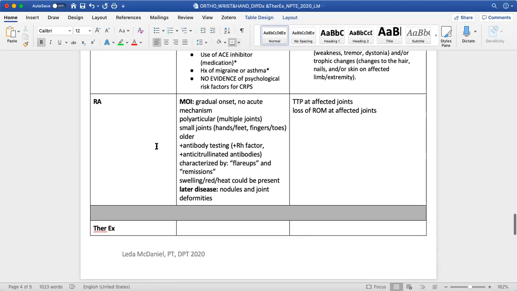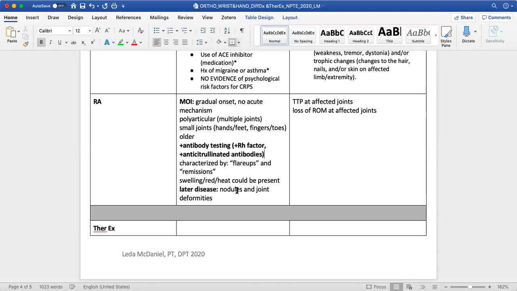Rheumatoid arthritis, I threw in here just because we're thinking about small joints at the wrist and hand. And rheumatoid arthritis is going to be a rheumatologic diagnosis, so not necessarily a musculoskeletal diagnosis. However, you may see it show up at the wrist and hand. And so this diagnosis is polyarticular. It's going to affect multiple joints, and it's going to have some sort of positive immune testing. So antibody testing is very common and should have some positive antibody testing for rheumatoid arthritis.